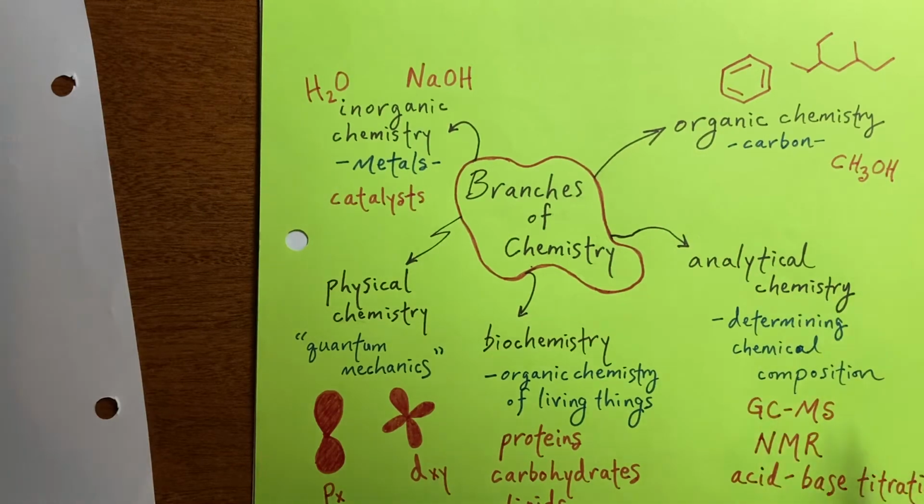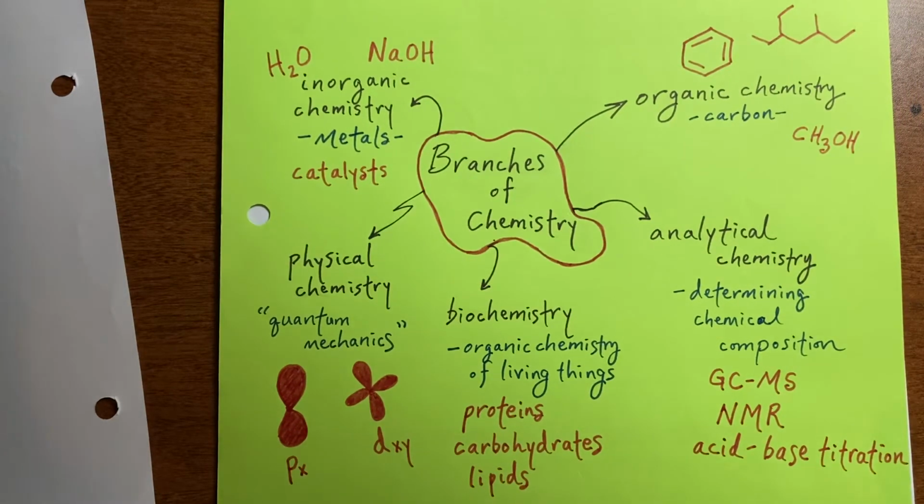And then there's analytical chemistry, which is the science of analyzing things and determining chemical composition. You'll see we have these funny looking terms, GCMS, NMR, acid-base titrations. You're going to do an acid-base titration this semester in lab. That's just figuring out the concentration of either an acid or base by doing a carefully measured experiment. NMR is related to MRI in medicine. It uses magnetic fields to look at the inside of our body. NMR uses magnetic fields to look at molecules.